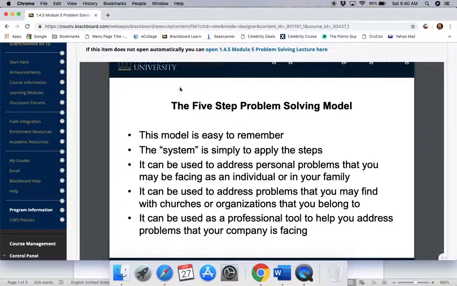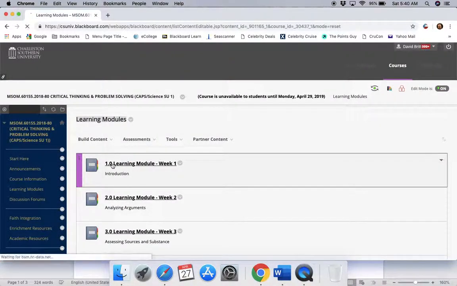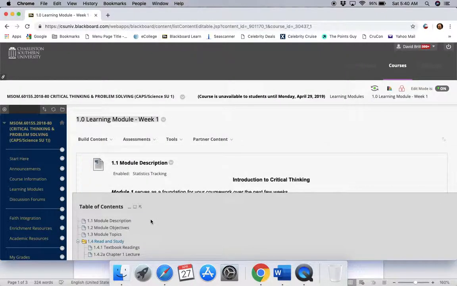And so that's one of the key things that we're going to be working on over the next few weeks. Okay. So that handles the read and study component.